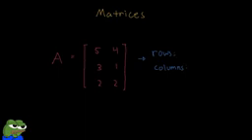Let's talk about matrices and what they are. So matrices are simply an array of numbers that are arranged in rows, which are horizontal, and columns, which are vertical. So here in particular, we see that there are 3 horizontal rows like this. So we have 3 rows, and we have 2 vertical columns like this. So we have 2 columns.